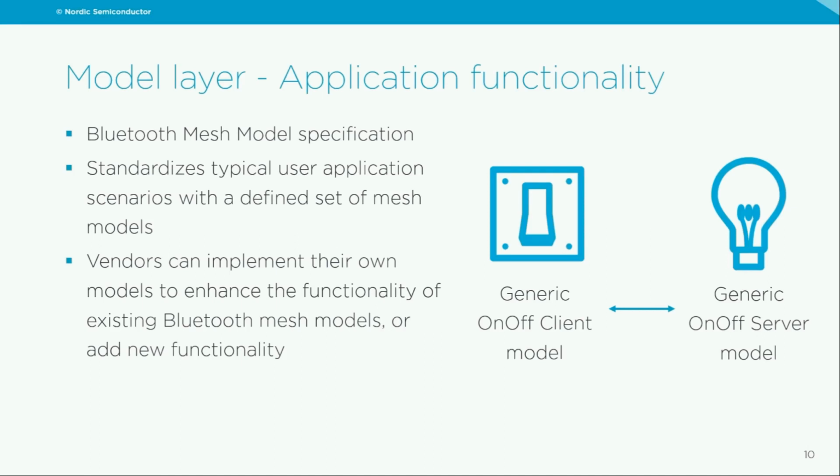This specification standardizes typical user application scenarios with a defined set of mesh models. Vendors can implement their own models to enhance the functionality of the existing Bluetooth mesh models or add their own new functionality. For example, a generic on-off client model defined in the Bluetooth mesh model specification can represent a switch device. Similarly, a generic on-off server model can represent a light bulb. And when these two models are used together, they can form a usable system, a light switch and a light bulb.